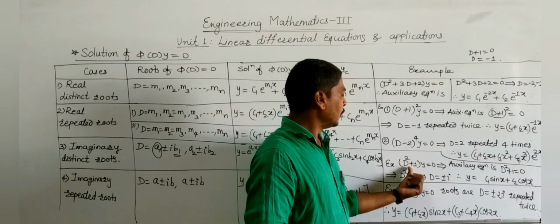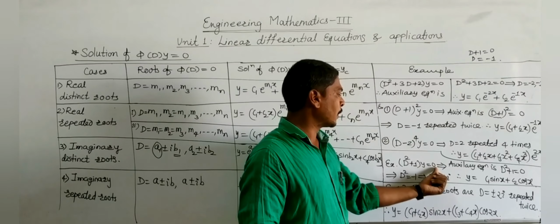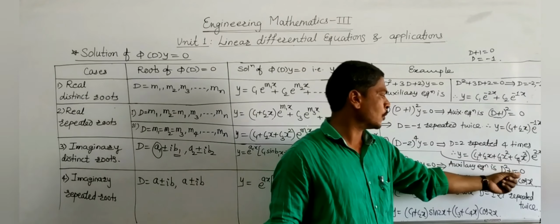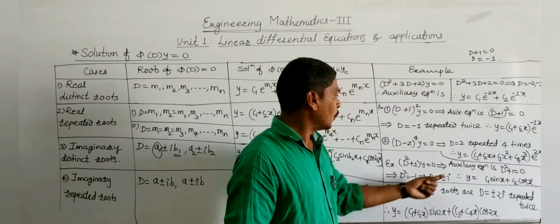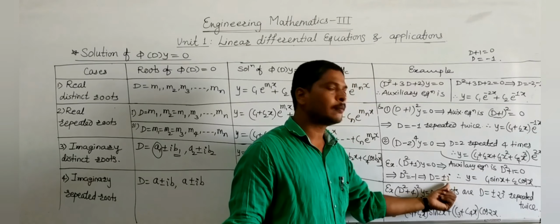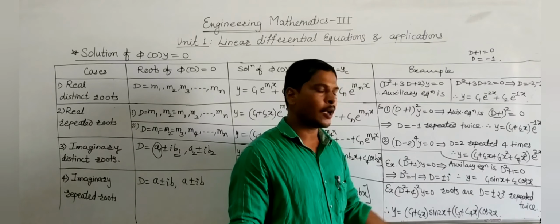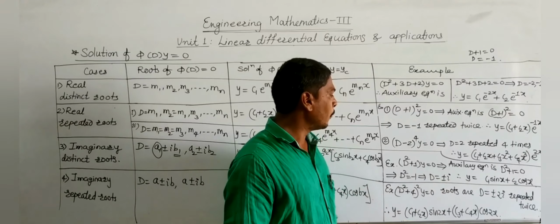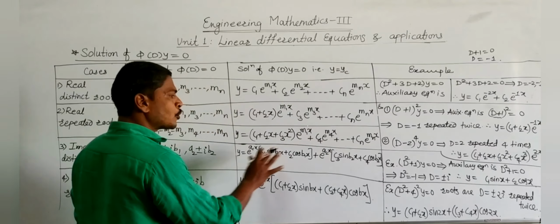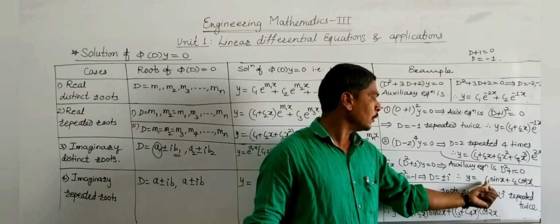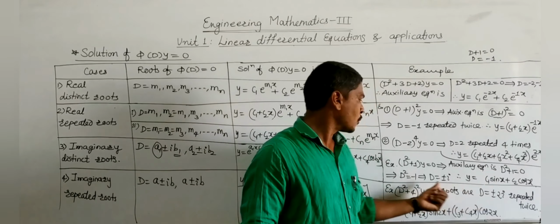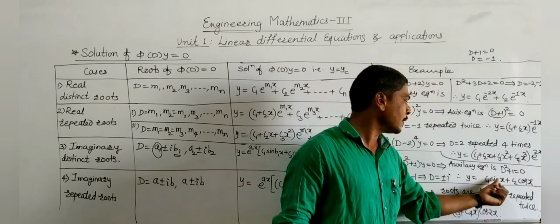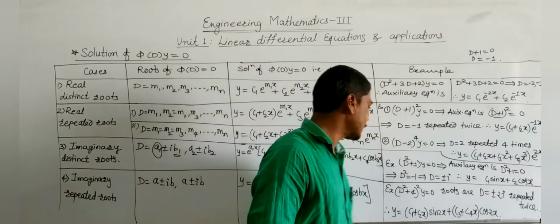For example, if (D squared plus 1) into y is equal to 0, in that case the auxiliary equation becomes D squared plus 1 equal to 0. The roots of this equation are plus minus i. That means imaginary roots in which the real part is absent. Here the real part is absent, that's why the solution also does not contain an exponential function. So the solution becomes y equal to c1 sin x plus c2 cos x.